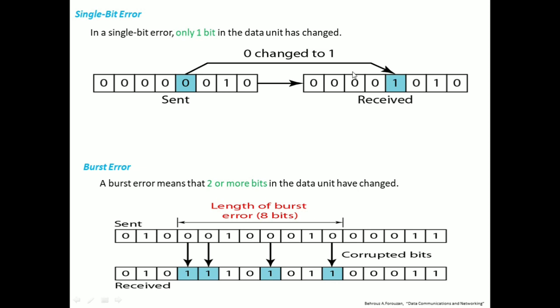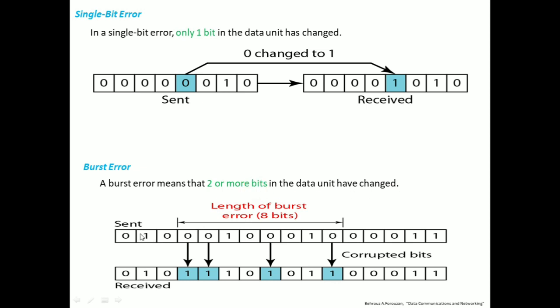Whenever there is a change in only 1 bit of information when it is sent from the sender and received by the receiver, this type of error is called a single bit error. The second type of error is called burst error. Burst error means that when the sender is sending the information, the receiver receives it with two or more bits in the data unit changed.